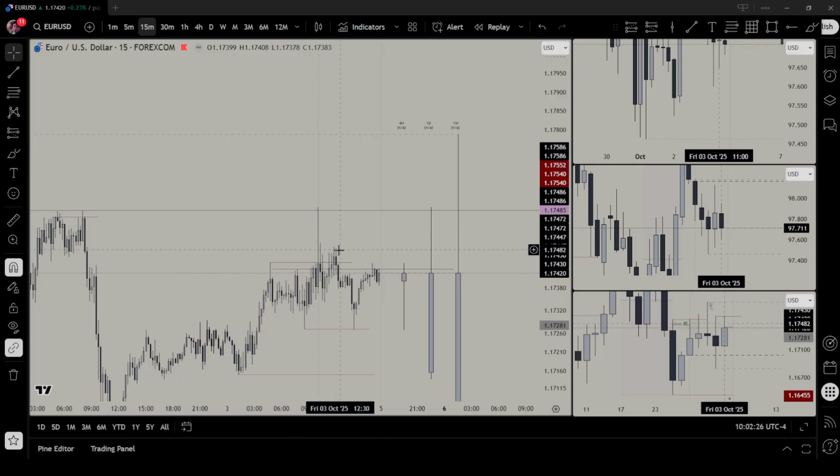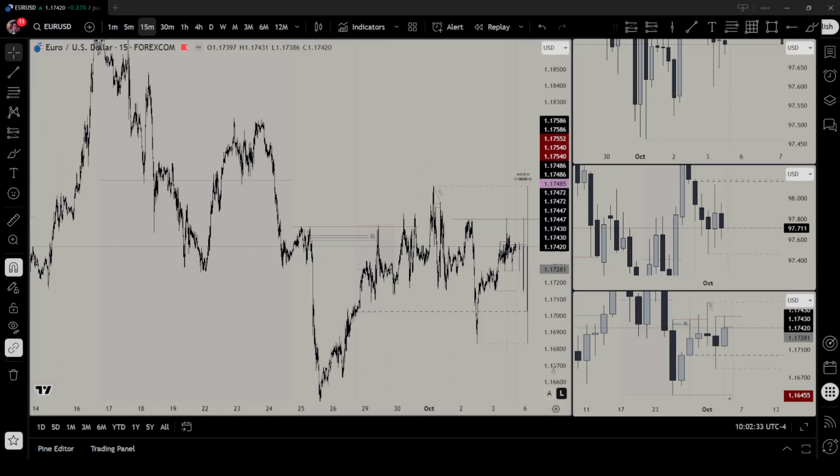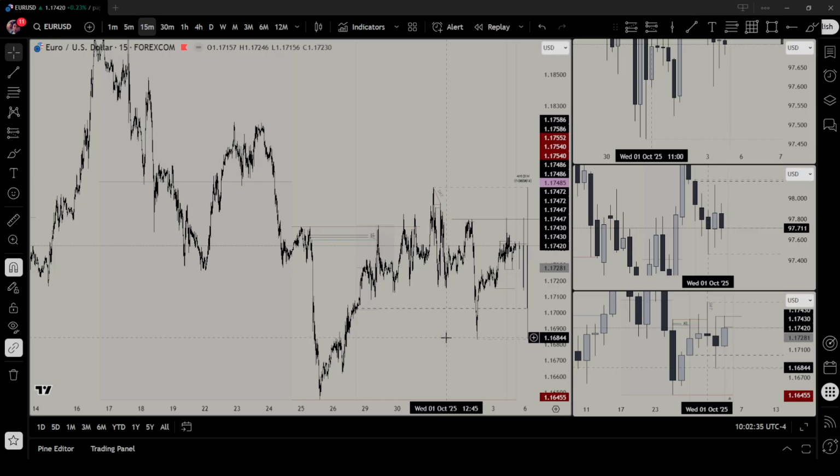Now, I don't know if this will work out or not, but that's all up to you, right? I'm just here to tell you guys how a key level gets tapped and the reactions from the key level.